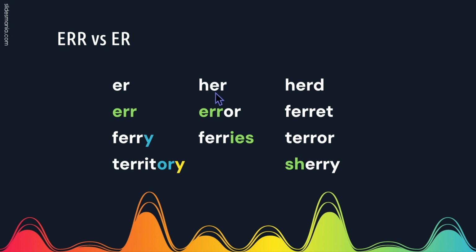ER at the end of a word or before a consonant says ur, like in her and heard. Now, if you have ERR, then it says air, like error, ferret. We can even add suffixes: ferry, ferries. Notice when we go from the singular ferry, which is a type of boat, and make it plural, the Y becomes an I, and we add ES, ferries. Terror. OR says or. Territory. SH says sherry.